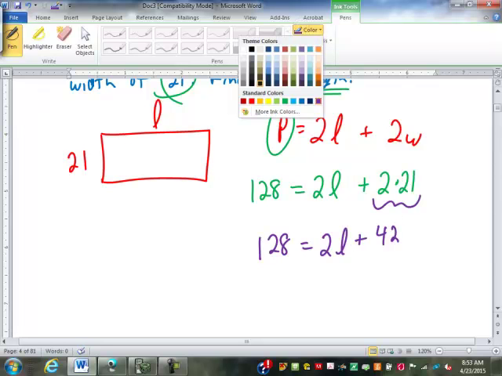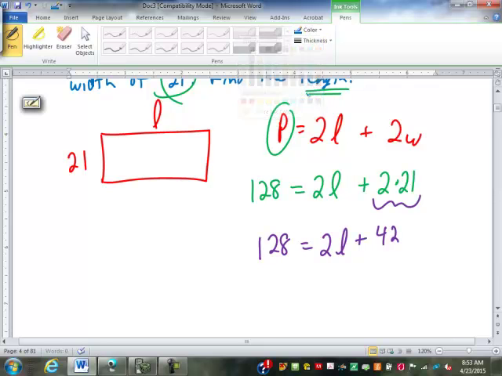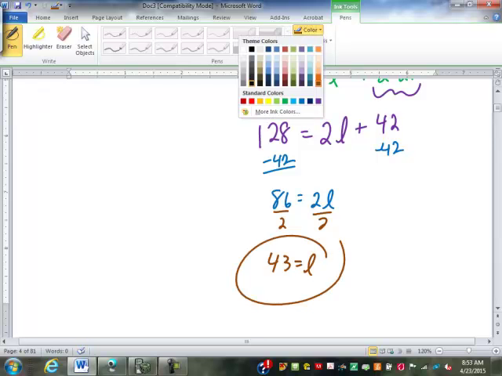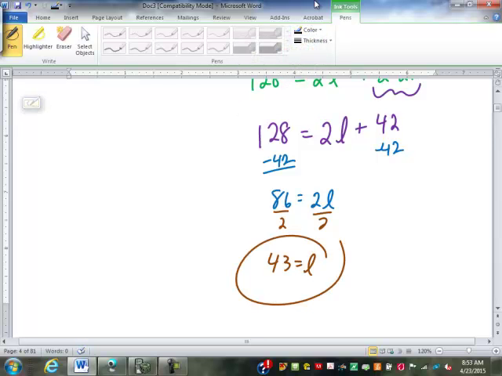Now we have an equation here that's very similar to ones we've solved before. What are we going to do first? Subtract 42. So we get 86 equals 2L, and then divide by 2. Get 43 equals L. So we found the length is 43 units. But it can be a little more complex than that.